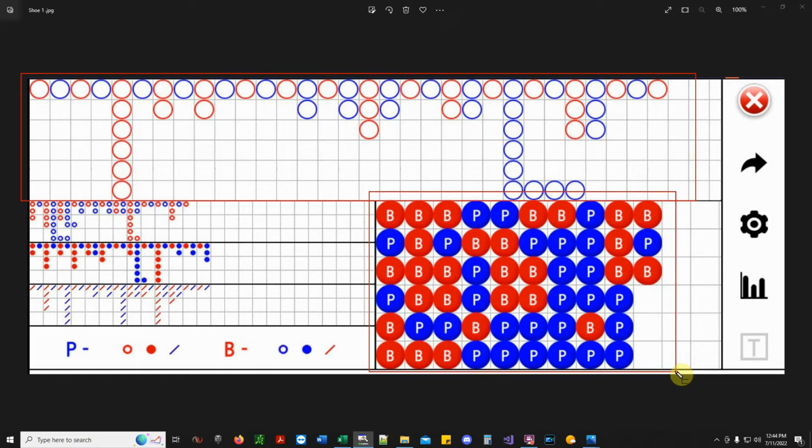Now, this particular shoe you're looking at, this is a live shoe. Or let me rephrase that. This was in a real casino, a brick and mortar casino that I had played live. And as I was charting this, it was starting to dawn on me how I could track this.